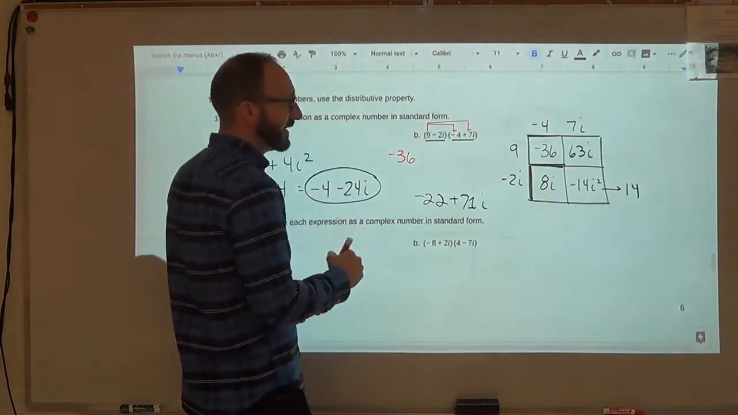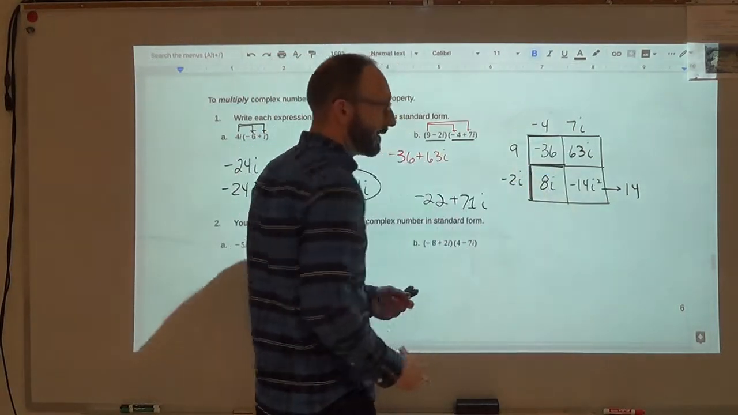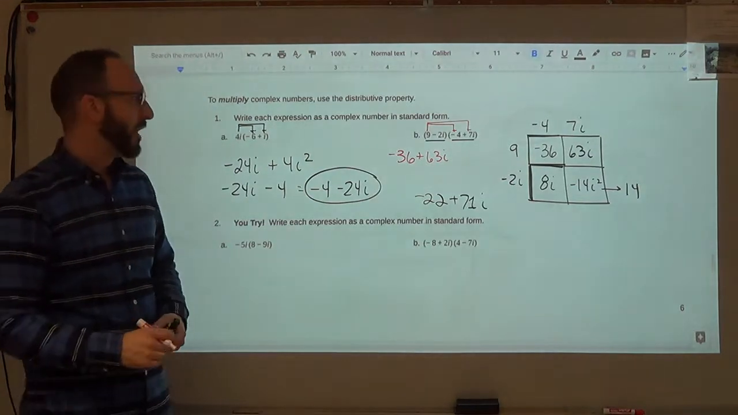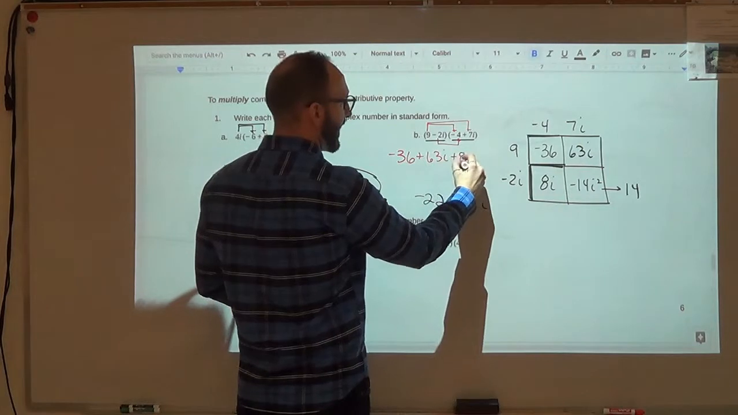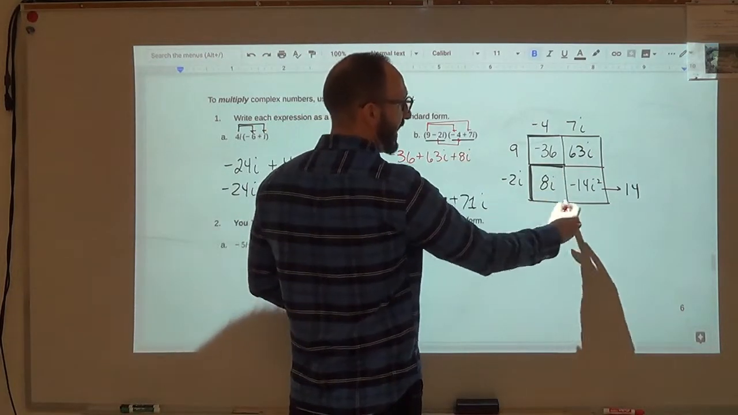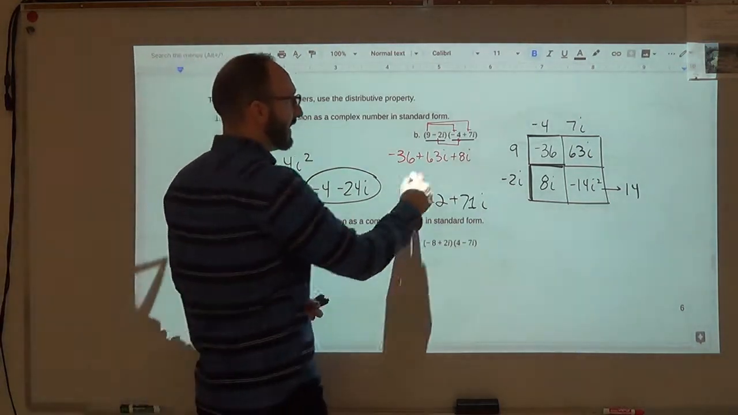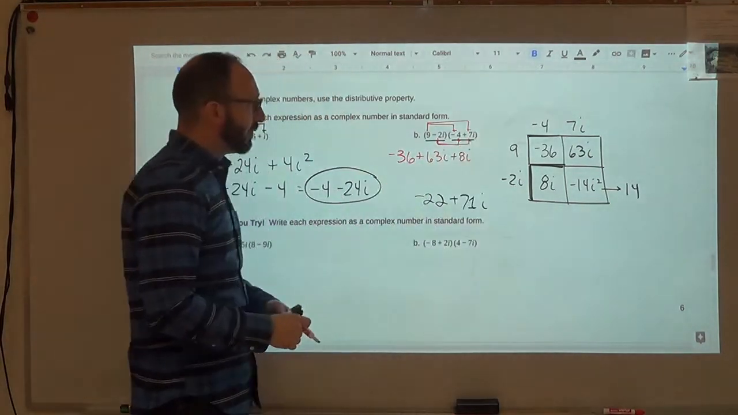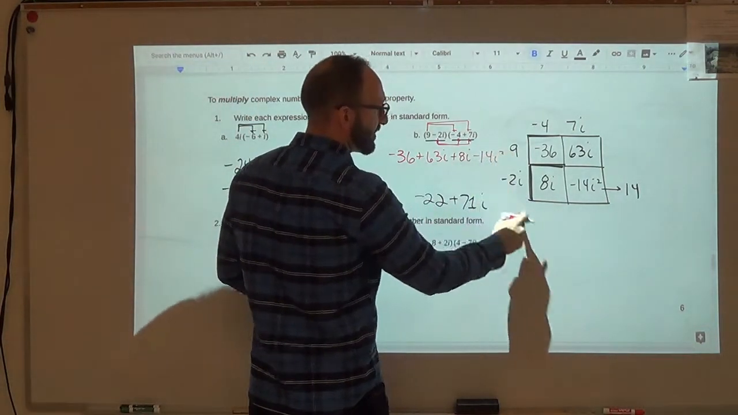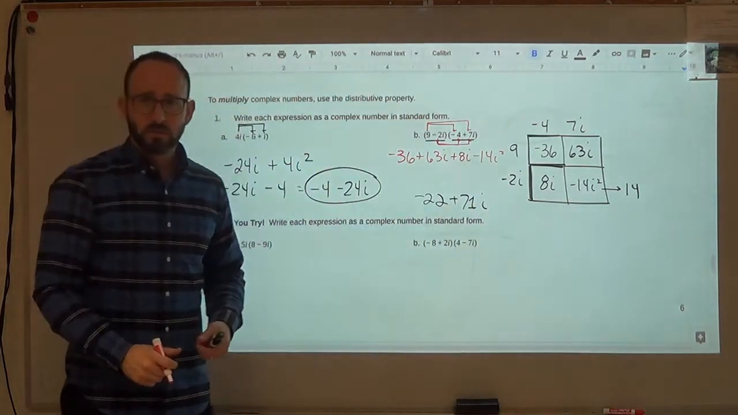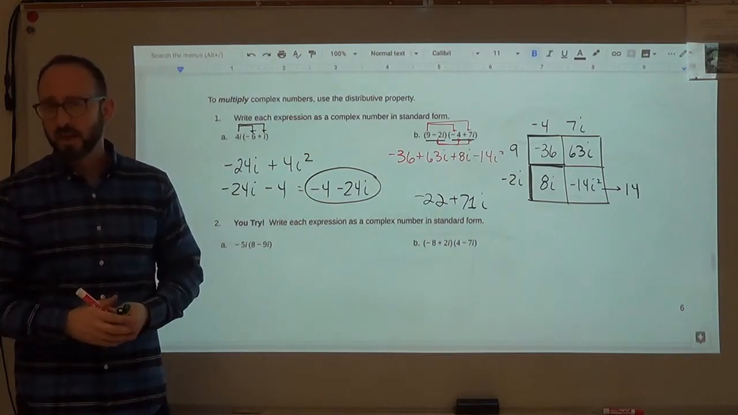9 times 7i is positive 63i, which again is the same as the area of the top right-hand corner. Negative 2i times negative 4i is positive 8i, which again gives us the area of the bottom left-hand rectangle. And then finally, negative 2i times positive 7i gives you negative 14i squared, which again matches up with the bottom right-hand corner. And you would go through and combine like terms just like we did with the area diagram.